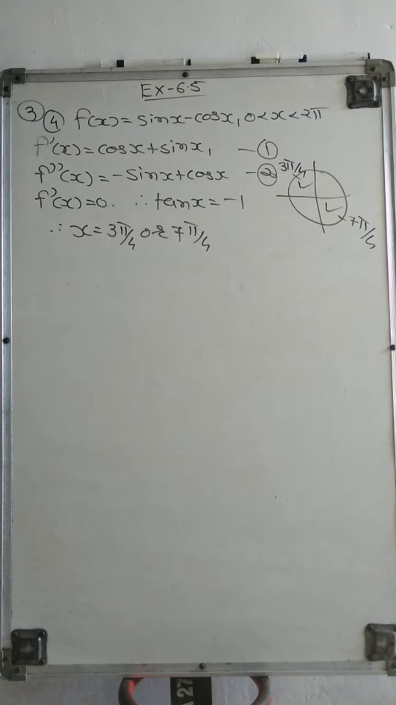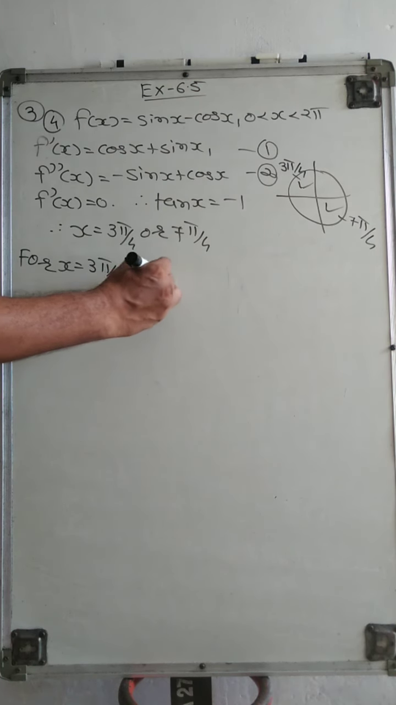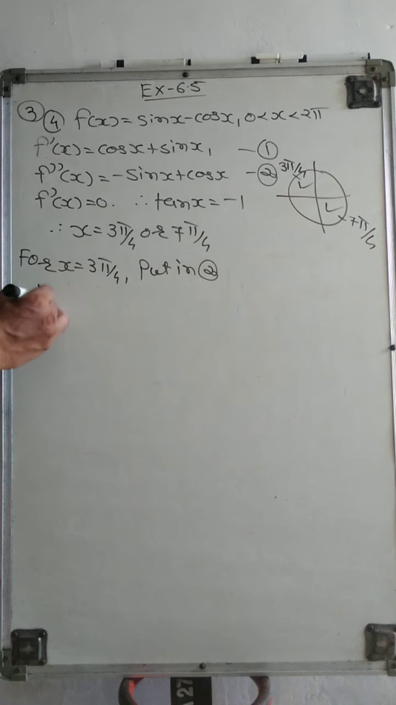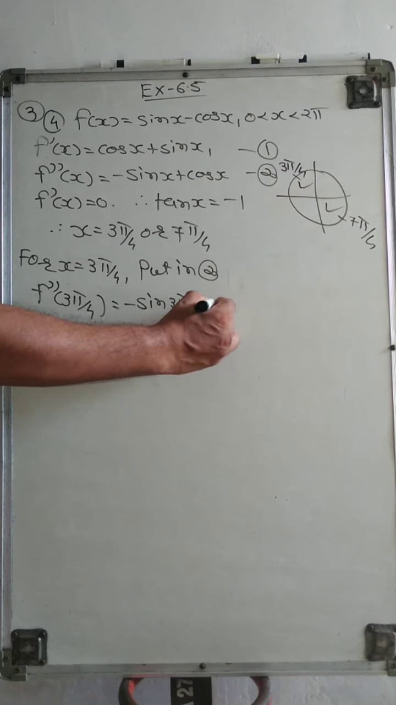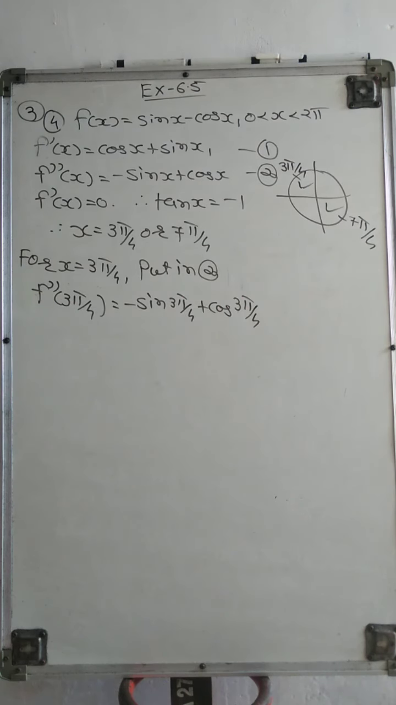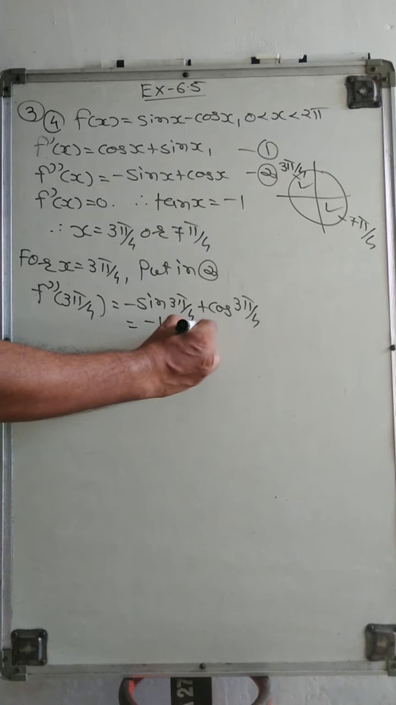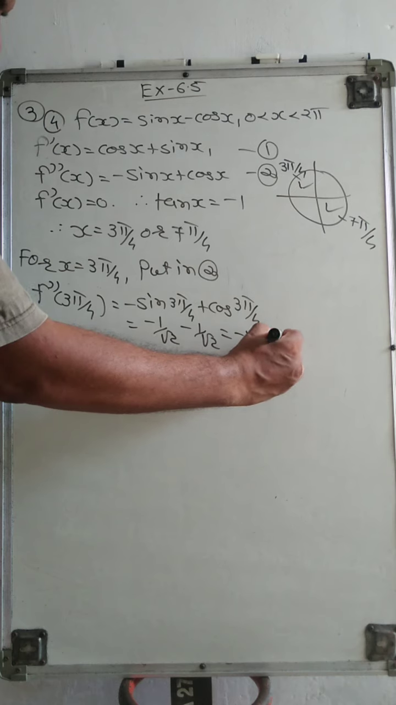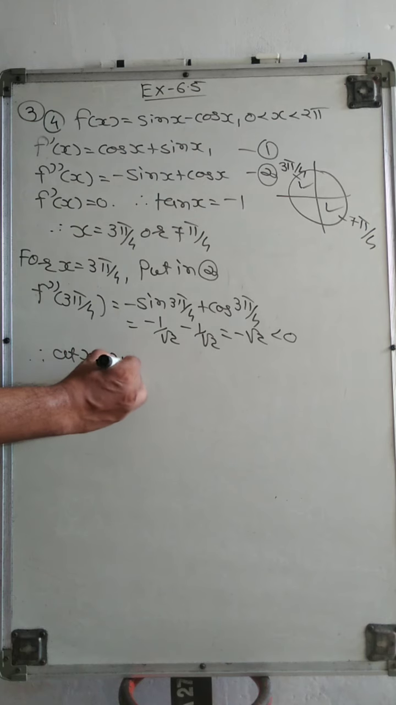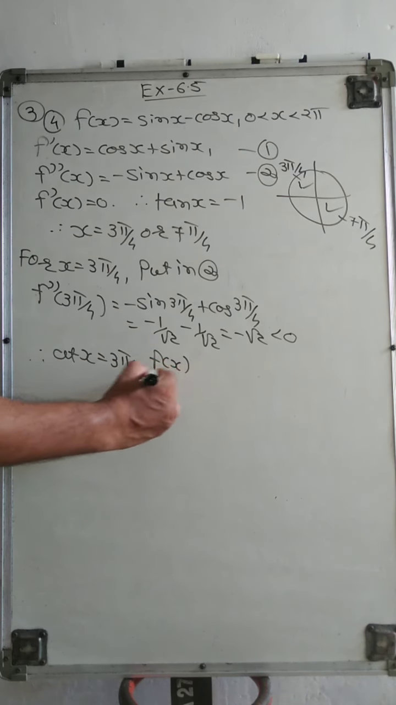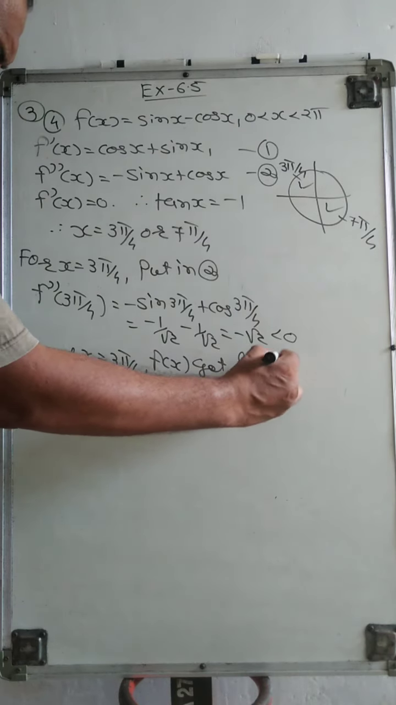Now we check it. For x equal to 3 pi by 4, put in result 2. f double dash 3 pi by 4 is minus sin 3 pi by 4 plus cos 3 pi by 4. Remember that sin is positive in the second quadrant and cos is negative. So it is minus 1 upon root 2 minus 1 upon root 2, which is minus root 2, less than 0. Therefore at x equal to 3 pi by 4, f(x) gets a local maxima.